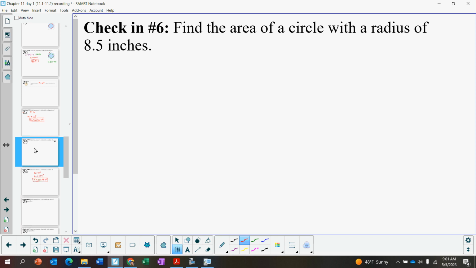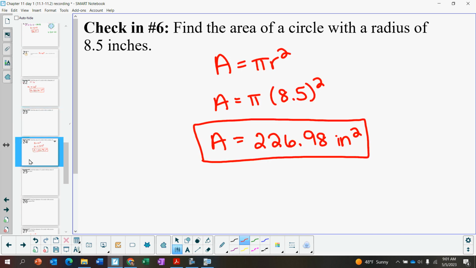You try the next one. Find the area of a circle with a radius of 8.5 inches. Pause when you're ready to see the answer, hit play. All right, so we get about 226.98 square inches.